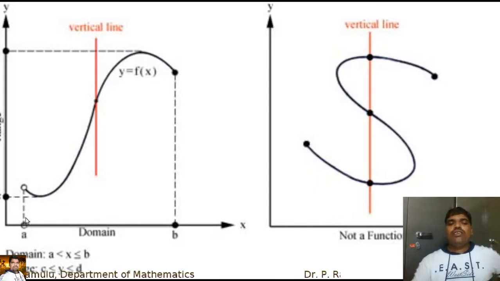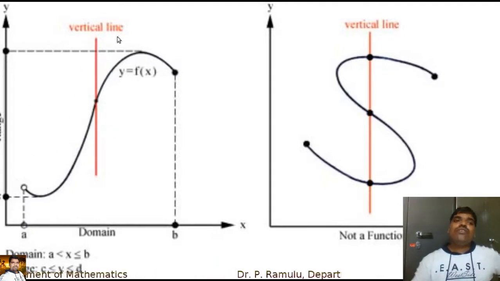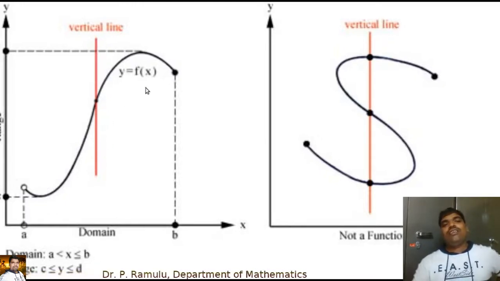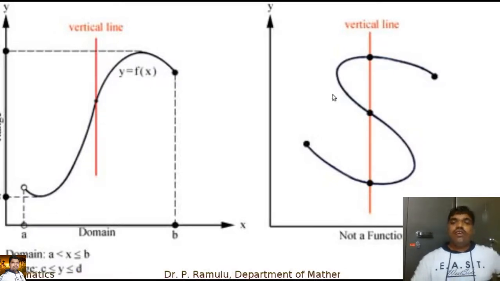So that's why, in this domain, A comma B, the function f from A comma B to R is defined. In this domain, for any graph, if any line parallel to the y-axis cuts the given graph only one time, then it is called a function.